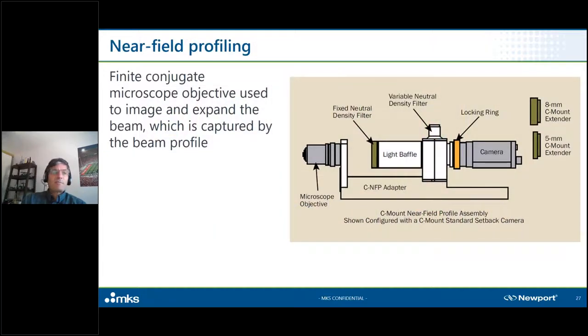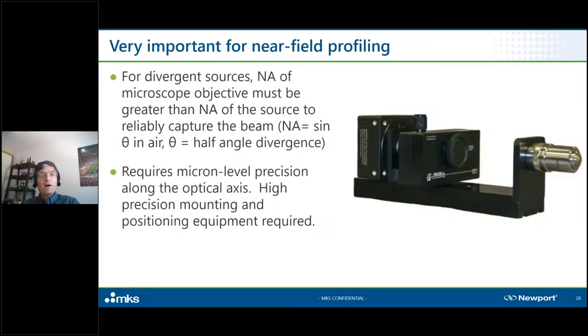The other thing I want to talk about is near field profiling, where you're imaging the beam right at the source. These are typically fairly small sources, for example a VCSEL or an optical fiber. You can image this with a finite conjugate microscope objective, and then you have various neutral density filters to lower the beam power so that it doesn't saturate the profiling camera. That actually captures the image.